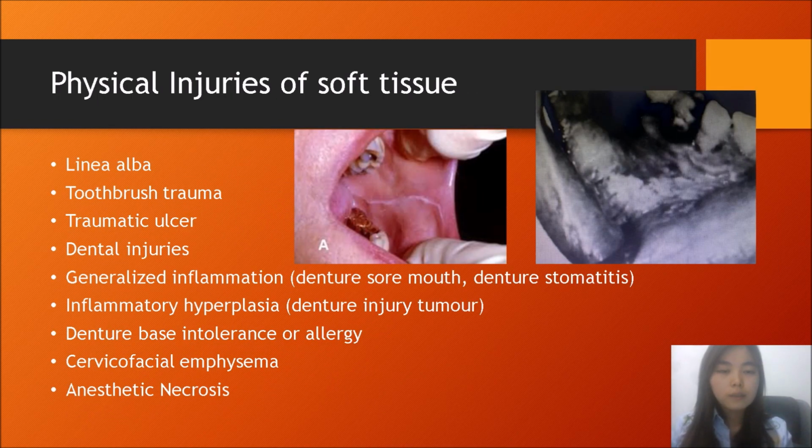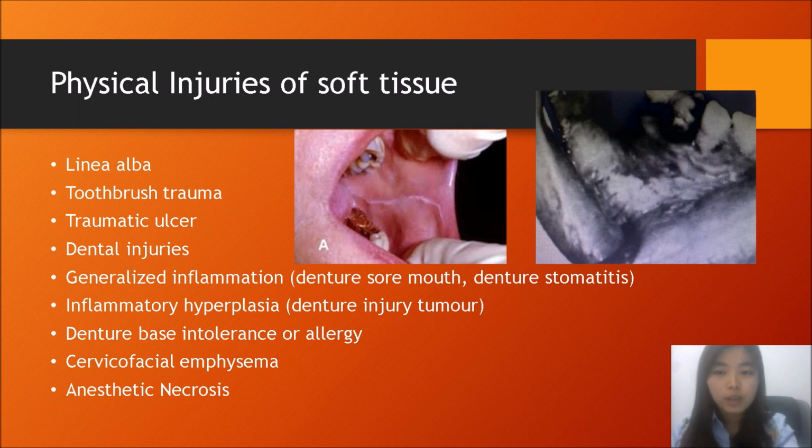Coming to the physical injuries of the soft tissue, these are the examples. First, the linea alba. Linea alba is a white line seen on the buccal mucosa, extending from the commissure to the posterior at the level of the occlusal plane. It can be caused by physical irritation or pressure exerted by the posterior teeth. And this is usually seen bilaterally as seen in the left diagram. For toothbrush trauma, this is the injury that occurs to the gingiva and is caused by the toothbrush.